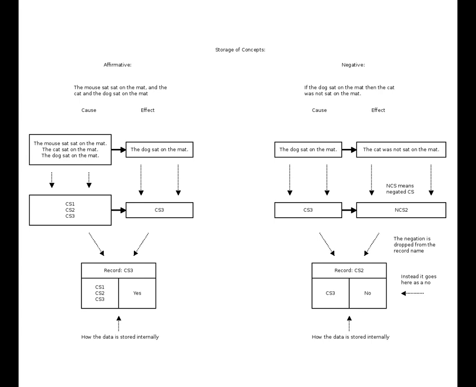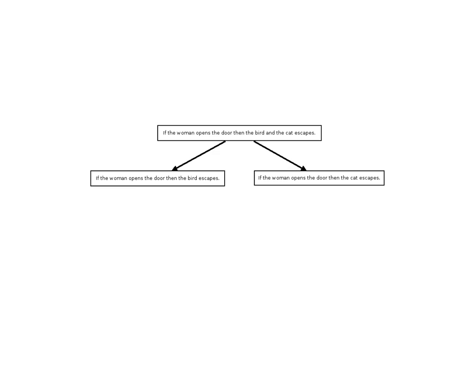Taking an example where we have multiple effects: if the woman opens the door, then a bird and a cat escape. In this scenario, we can divide the sentence into two separate conditional sentences. If the woman opens the door, then a bird escapes, and if the woman opens the door, then a cat escapes. So, even though we only store many-to-one relationships, we can duplicate the causes across many outcomes to completely represent the problem. Please note also that we cannot determine an outcome from a cause of nothing unless it is specifically stated. It is an indeterminable problem.